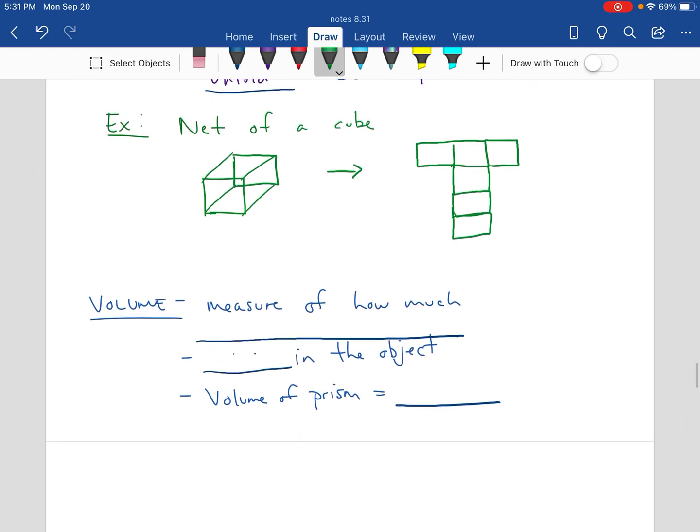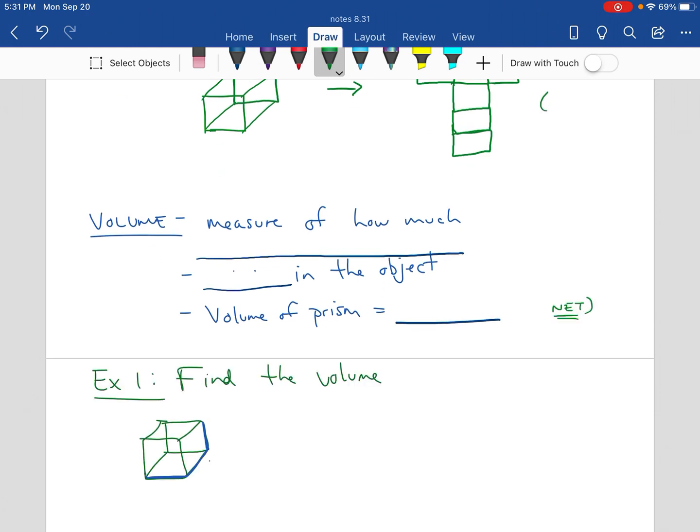Now volume is the measure of how much space an object takes. Think about this as filling up the object. If I have a cylinder water bottle, I fill it with water. The amount of water that's in there is the volume. We're going to be focusing on the volume of prisms.